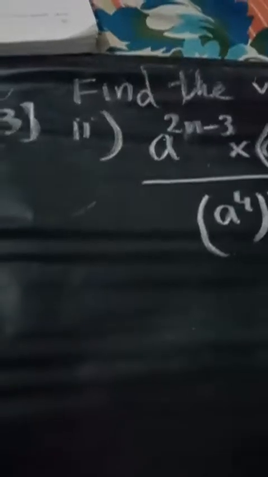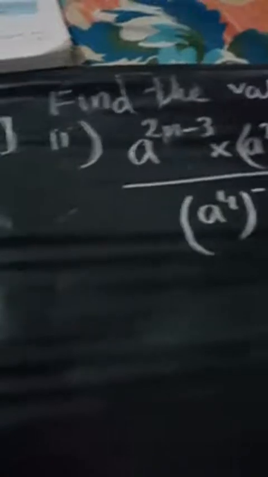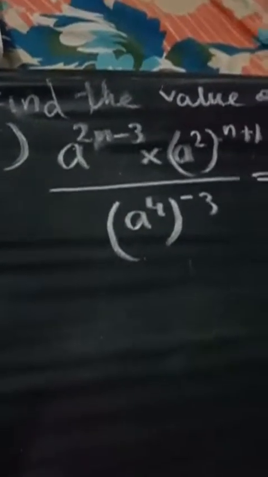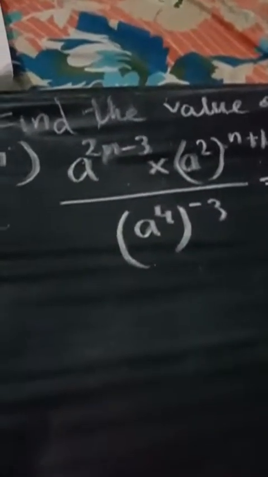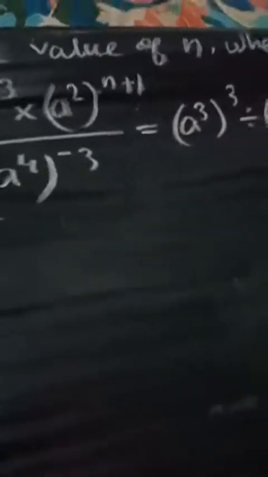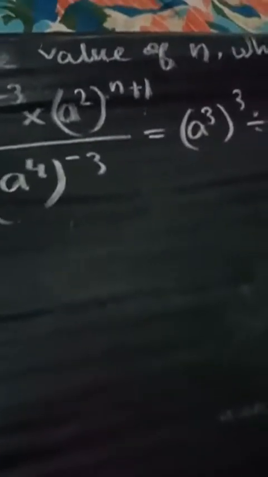Our next question is the 13th one. Find the value of n when (a^(2n−3) × (a²)^(n+1)) / (a⁴)^(−3) is equal to (a³)³ / (a⁶)^(−3).